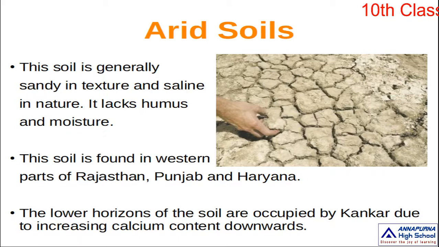This soil is found in western parts of Rajasthan, Punjab, and Haryana. As I told you, it is mostly found in Rajasthan. It is less fertile and not suitable for cultivation, and the lower horizons of the soil are occupied by kankar due to increasing calcium content downwards. So this is all about arid soil. And remember, this arid soil is found in the states of Rajasthan, Punjab, and Haryana, my dears.